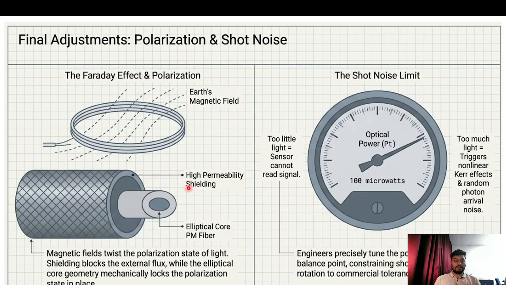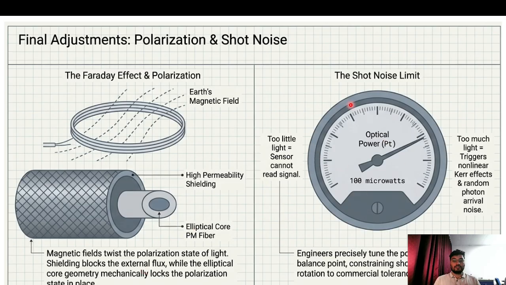Final adjustment should be done by the polarization and shot noise. For polarization we can use the PM fiber, which we have discussed already. Earth's magnetic field, if it is there, twists the polarization state of light. Shielding blocks the external flux, while the elliptical core geometry mechanically locks the polarization state in place.